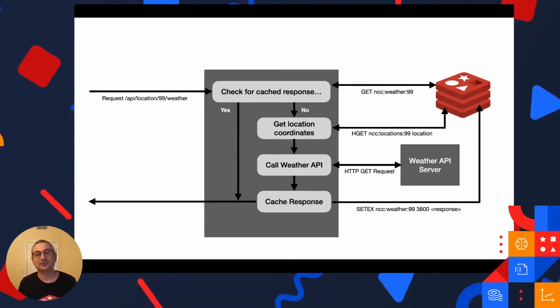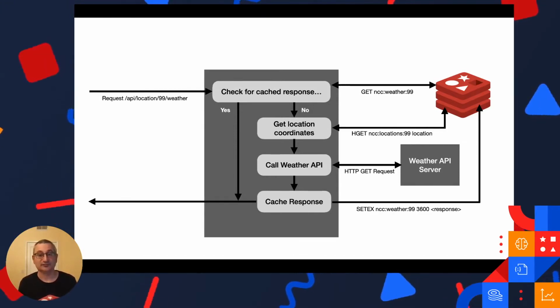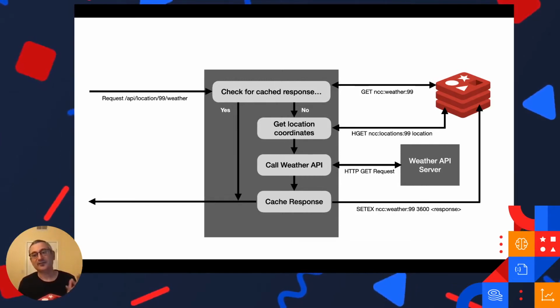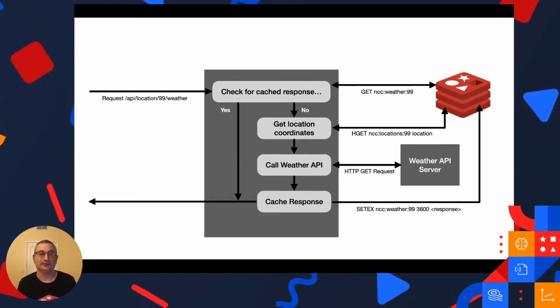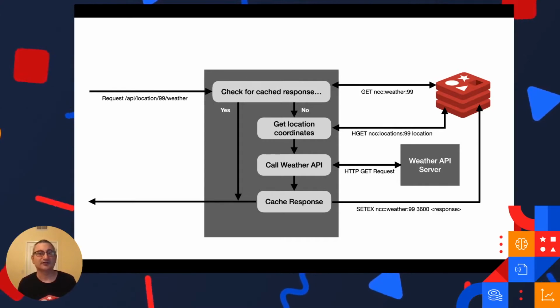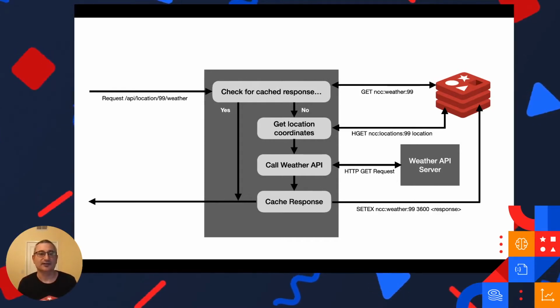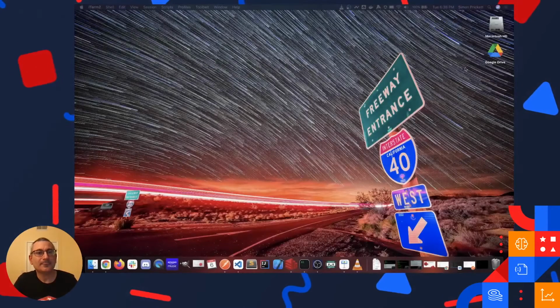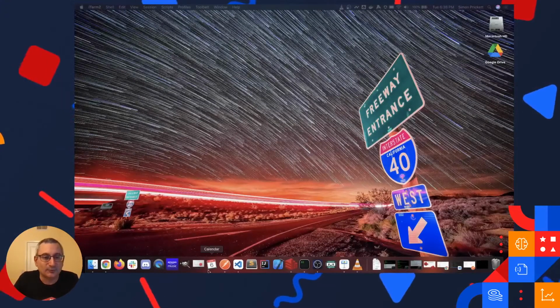What that's going to do is both store the response as a string and set an expiry time on it. So we're going to use a number of seconds. We're going to say an hour, which is 3,600 seconds. So let's dive in and see how this works in the code.